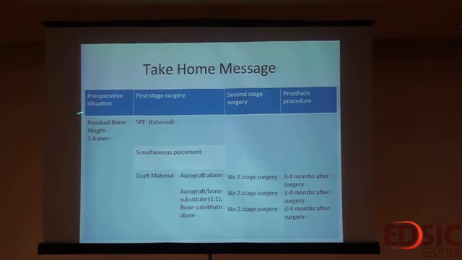But when we have a residual bone height of 3 to 6 mm, then external sinus floor elevation is suggested. With simultaneous placement of implants, we can use graft material, autograft alone. If we use autograft, then no second stage surgery, 3 to 4 months after surgery. We can use autograft with bone substitute, or bone substitute alone. Again, no second surgeries, and the prosthetic procedure is 3 to 4 months after surgery.